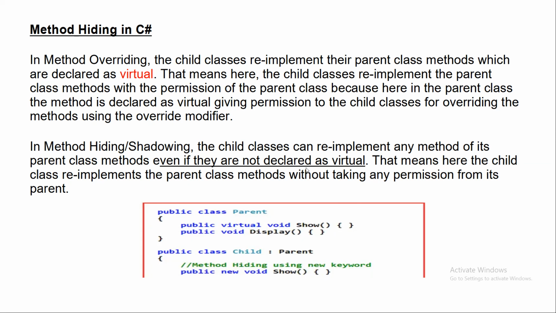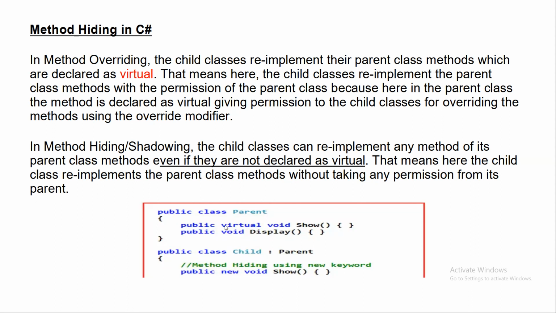In method hiding, the child class can re-implement the method of the parent class even if it is not declared as virtual. By default it has to be virtual in the parent class so that you can override using the override keyword. But you can still implement a new mechanism for that method without declaring virtual and override. How is it possible? It is possible with a keyword called new.